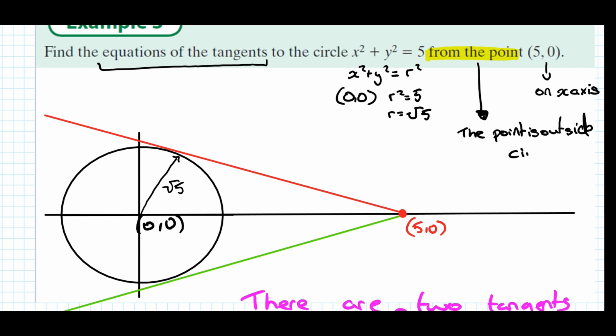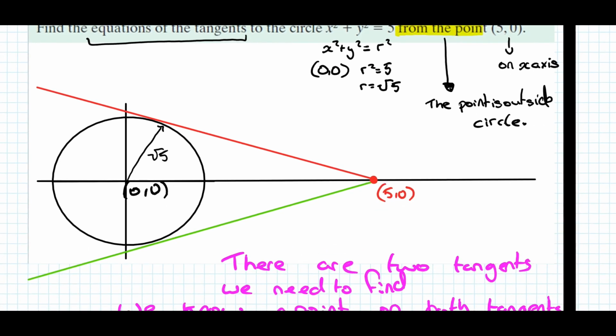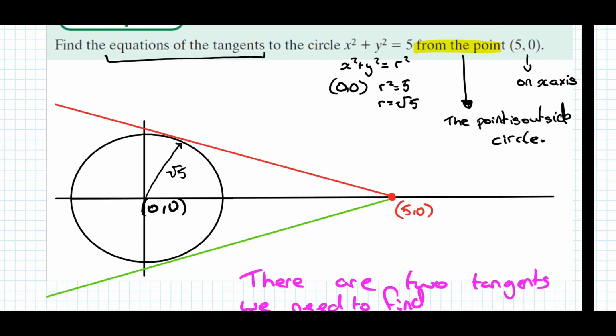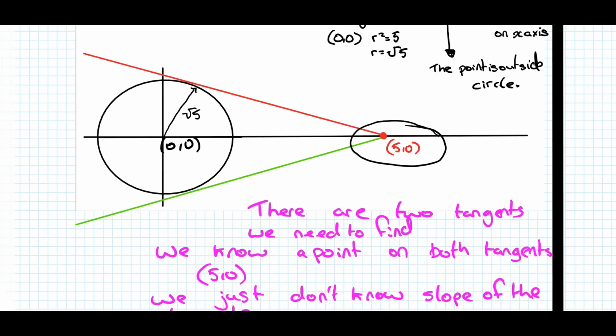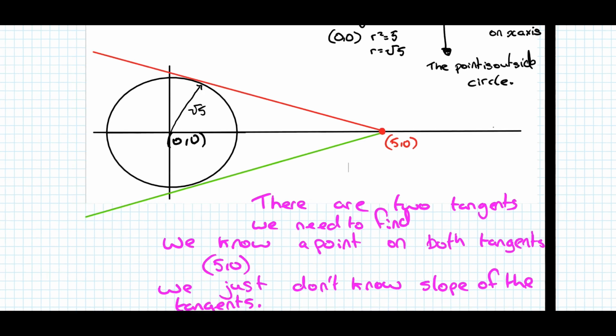That's really important to know. So I want to find the equation of the red and the green line here. I don't know much about them. I know that they go through that point there, (5, 0). Okay, so there are two tangents we need to find. We know a point on both tangents, which is (5, 0). We just don't know the slopes of the tangents.